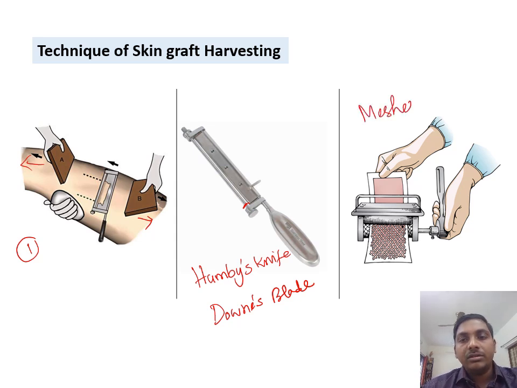So the meshing is done with the help of a mesher. You can make direct strokes with the help of a blade, or you can use a specific device called a mesher to increase the surface area of the skin graft that has been harvested.